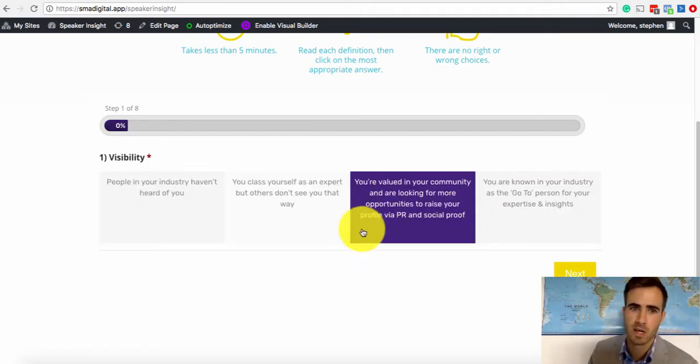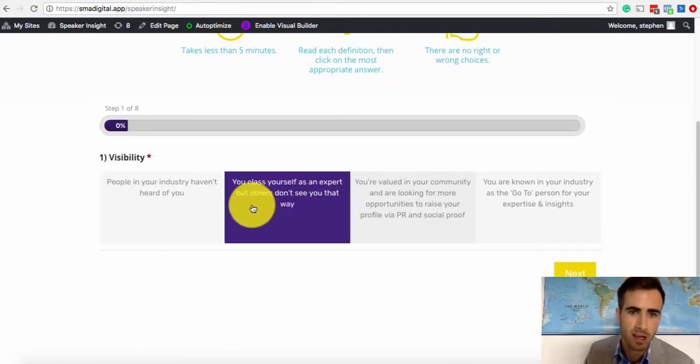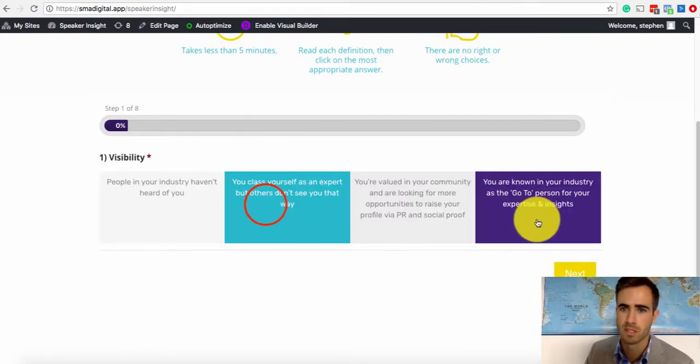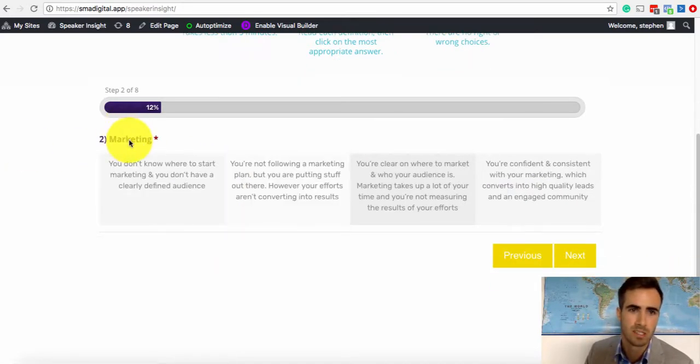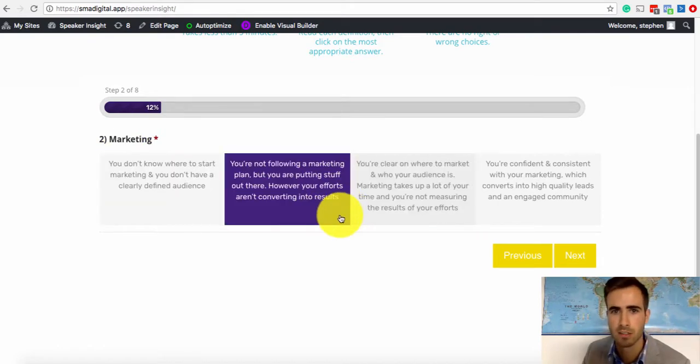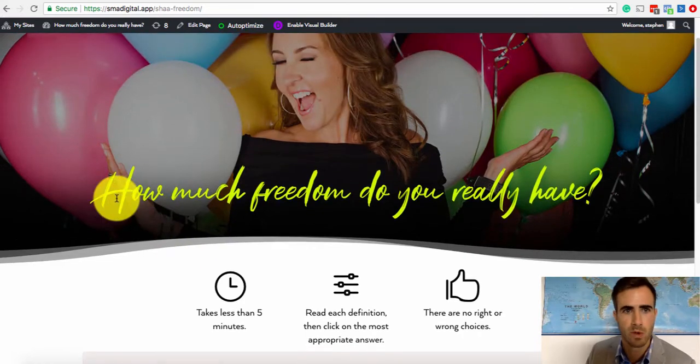So you can see here right away, it's got to do with expertise and being an expert indicator, and you can select which one is most appropriate to you, select which one, click on to next, and it'll go to the next question, which in this case is marketing. You can continue along and get the answers. It's the same as all of our ones like this. This is one by Shah.